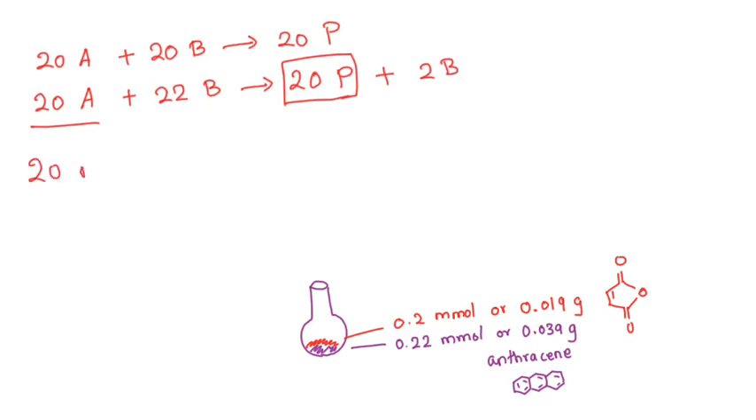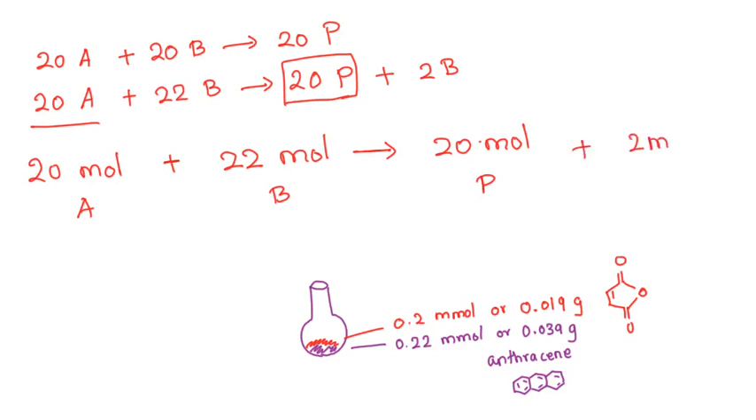20 mole plus 22 mole gives 20 mole product, right? 20 mole of A and 22 mole of B would give only 20 mole of product, and the remaining 2 mole of B is unreacted, not reacted, right? It doesn't have enough A to react. Okay, so again, A is the limiting reactant.